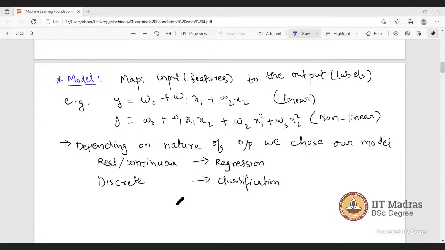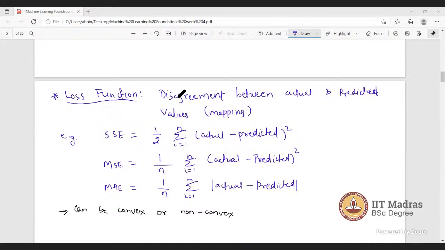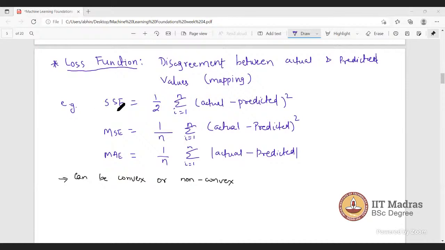Okay. So the next part, if we have no further question, we can move ahead. Next thing is loss function. A loss function is basically a function which calculates the disagreement between the actual and predicted values, where actual values are present in the training set and predicted values we calculate from the model. So loss function is a mapping between actual and predicted values. There can be different kinds of loss function, for example sum squared error, mean squared error, mean absolute error, and so on.